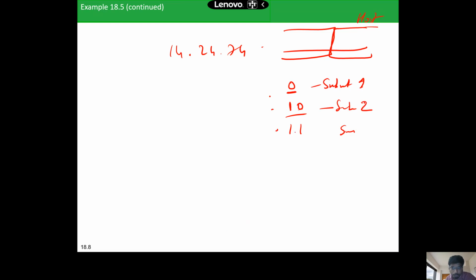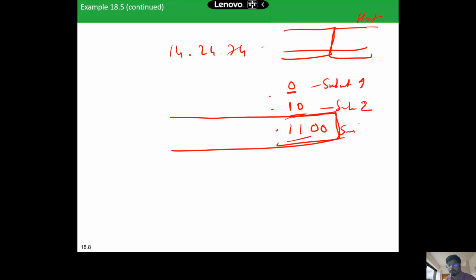Now for subnet 3, from 2 it has to become 3, right? So you flip the next order bit to 1, and this becomes contiguous. The remaining, since you're borrowing 4 bits, the first 2 bits are 1, 1, and the next 2 bits you set to 0. So this goes for your network prefix.